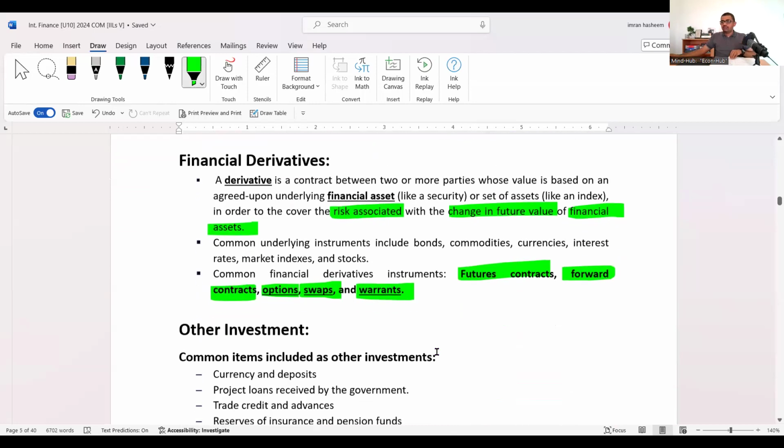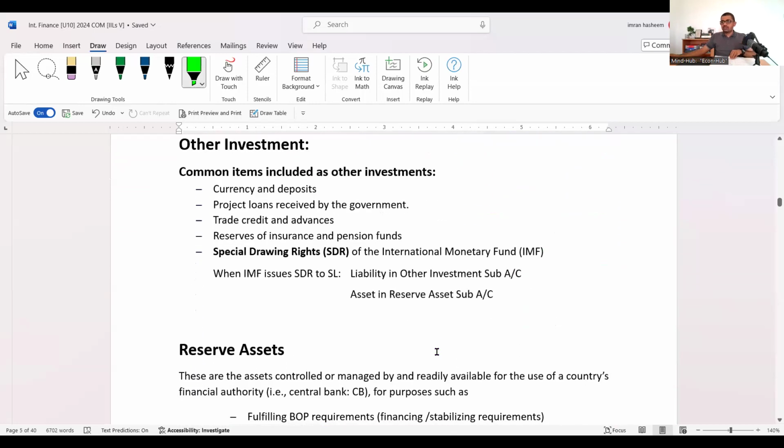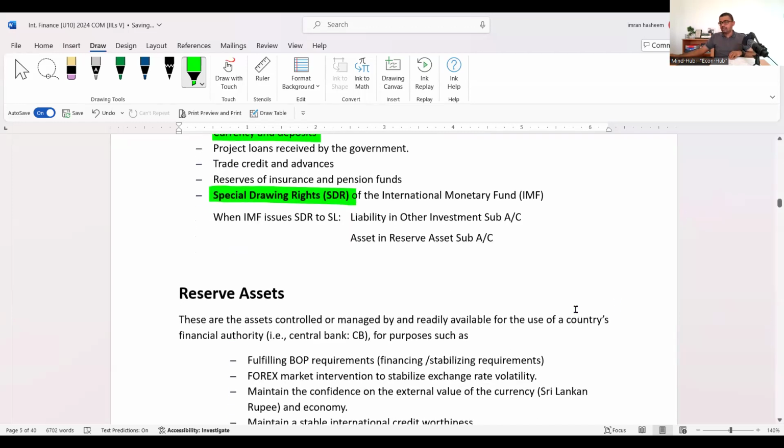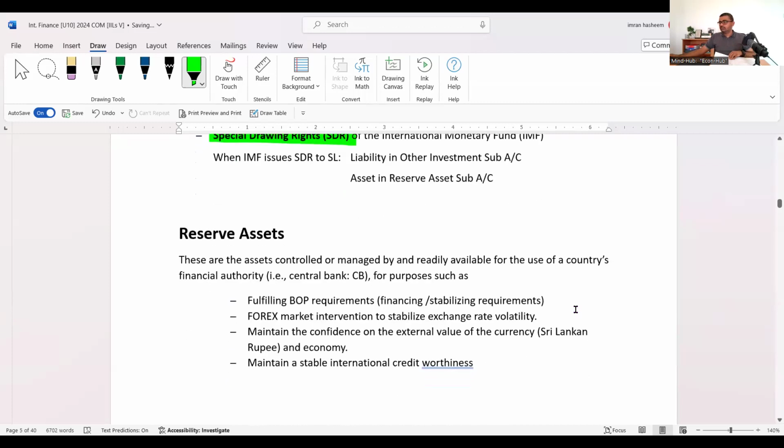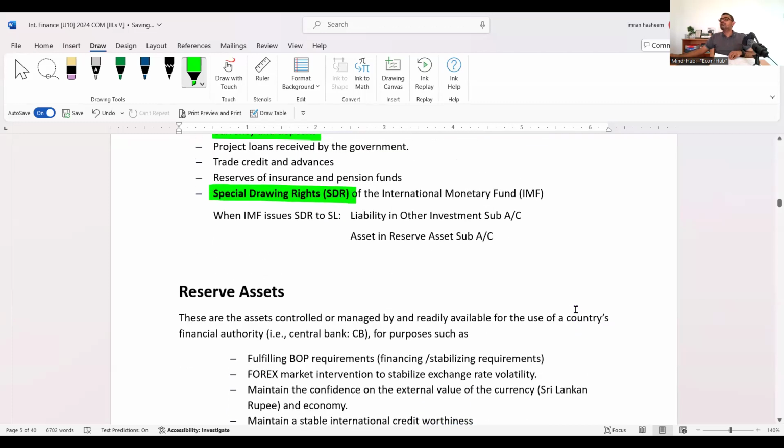Right. Financial derivative. Then other investments I've explained, mainly I'm giving common items. One of these items we use a lot when we do the double entries, currency and deposits. Right. And this is important. We'll talk about this under the IMF area, special drawing rights. Okay. It's IMF currency.